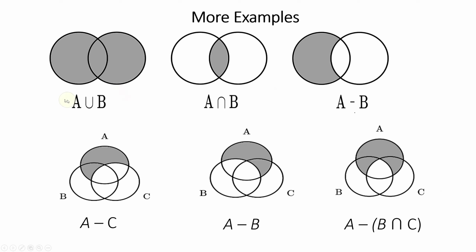So this is the union. Again, another way how to represent things. The union, the intersection, the difference, A minus B, and then we can have a lot of different types of things together. So A minus C.